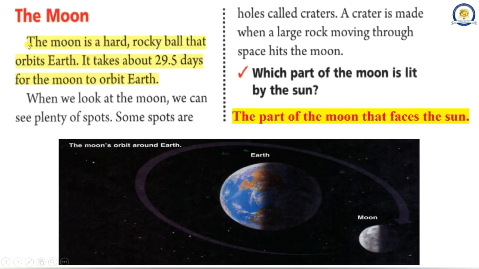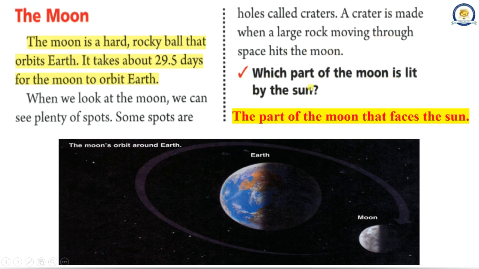The moon is a hard, rocky ball that orbits Earth. It takes about 29.5 days for the moon to orbit Earth. When we look at the moon, we can see plenty of spots. Some spots are holes called craters. A crater is made when a large rock moving through space hits the moon.